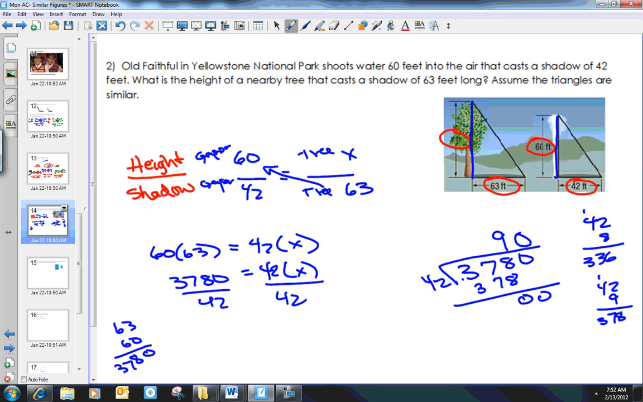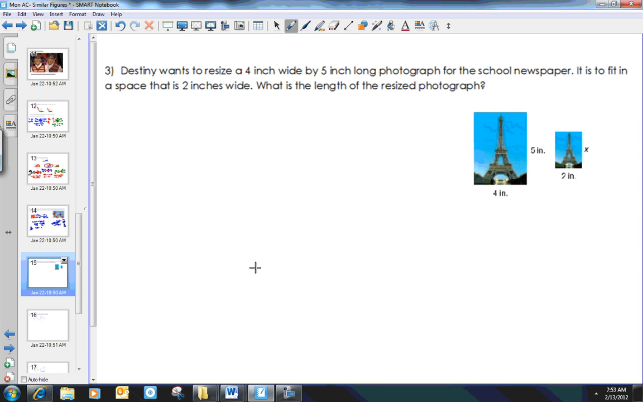Okay, and fill in with our 0 for our last place value. So 90 feet is the height of the tree. Okay. All right, let's try another one.